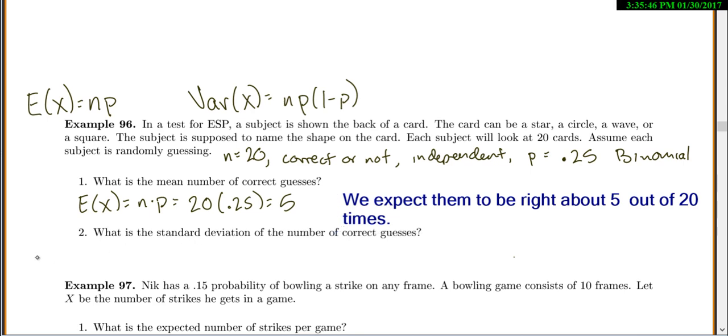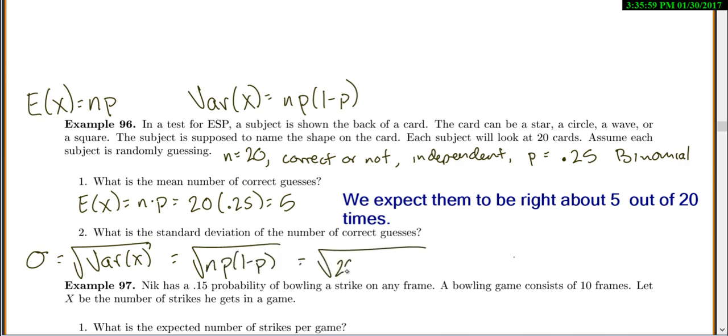And the standard deviation is the square root of variance. So it's the square root of np times 1 minus p. So the square root of 20 times 0.25 times 1 minus 0.25, which is the square root of 3.75, so 1.936.